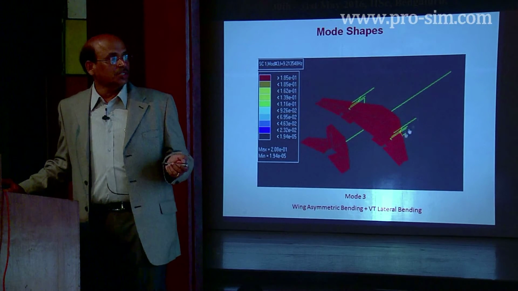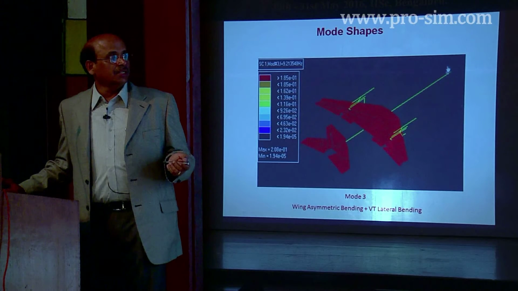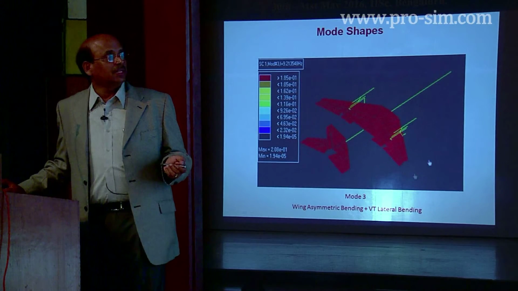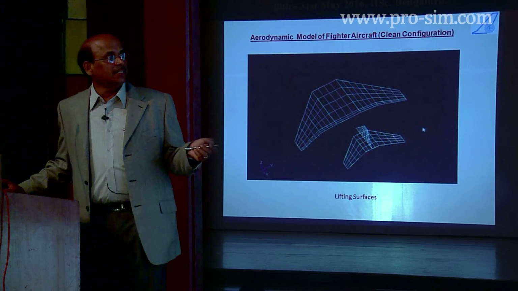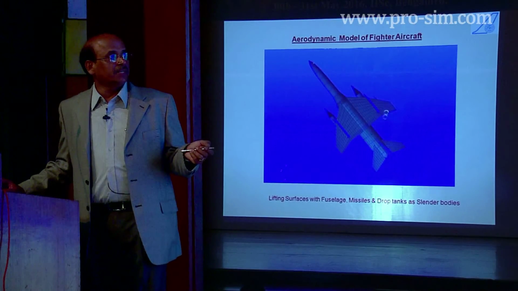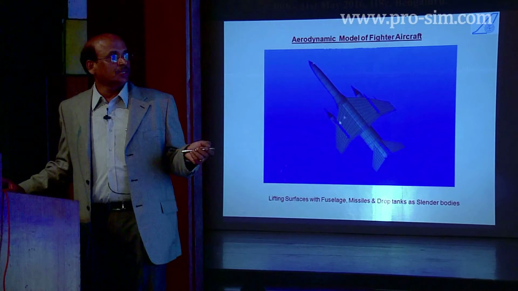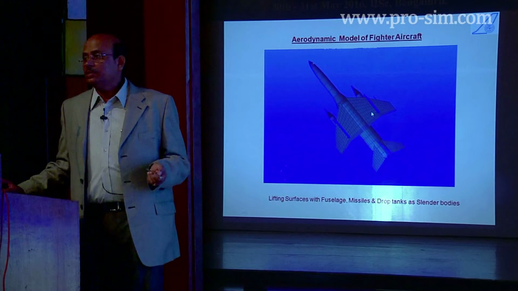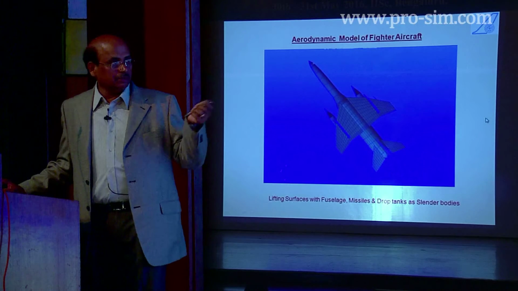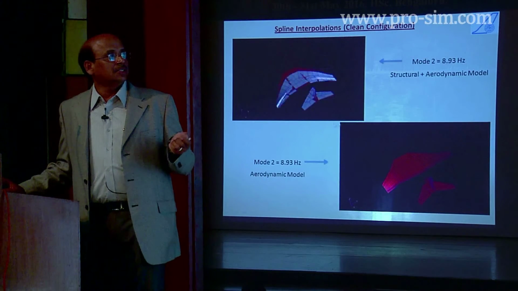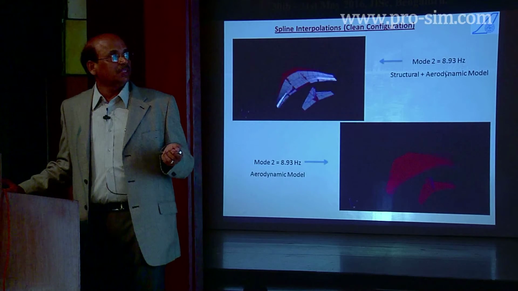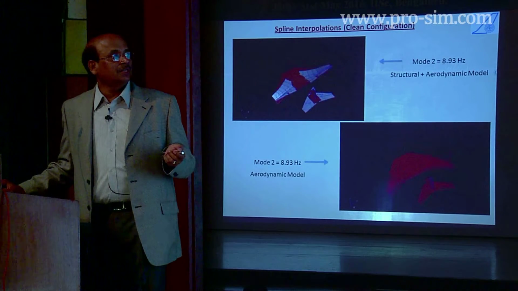So these are the stores, and this is the wing, and this is the aircraft finite element model that we have developed. And this is the aerodynamic model for the clean configuration. This is the aerodynamic model for the configuration with the fuel and the stores and all. This is again just to check the splining conditions between the aircraft and the aerodynamic model.